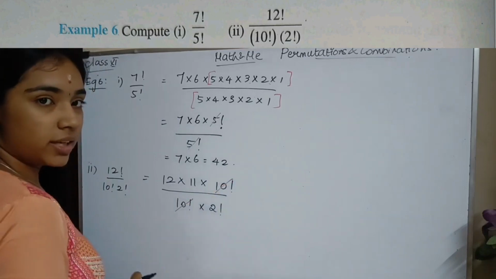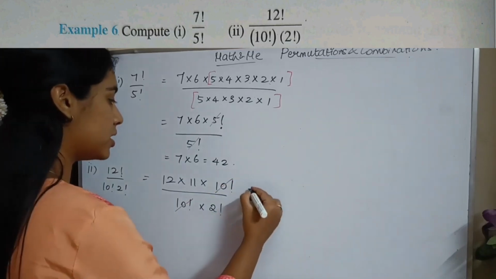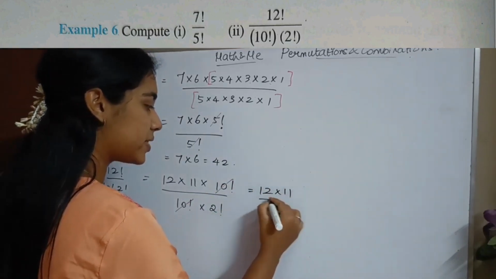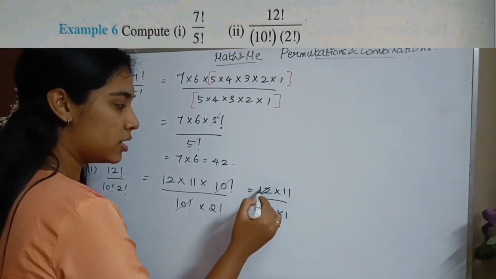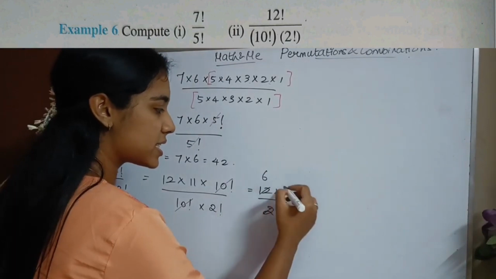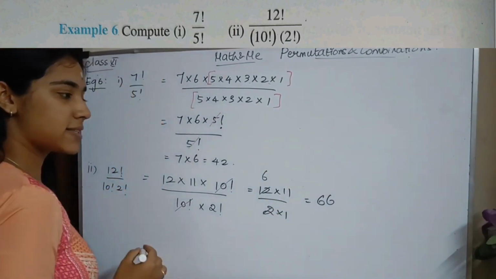What is 2 factorial? 2 times 1. Okay, so it will be 12 into 11 divided by 2 into 1. That is my 2 factorial. Now will this cancel? 2 and 6. So what am I left with? 6 times 11, which is 66. Okay.